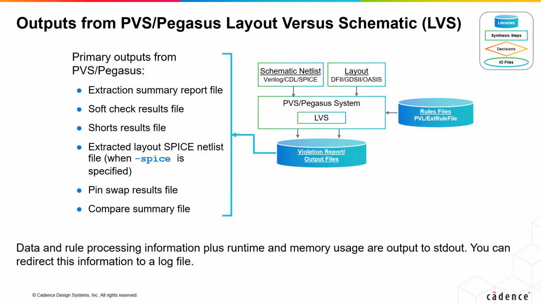You can also provide Verilog and CDL files as inputs directly via the LVS run submission form or in the rule file. The PVS or Pegasus tool generates several outputs, including an extraction summary report file, soft check results file, shorts results file, extracted layout SPICE netlist file, when SPICE is specified, and pin swap results file. Soft checks and short results files are generated only if corresponding violations are found in the design. Additionally, a compare summary file is also created. These also provide information on data, rule processing, runtime, and memory usage displayed on the standard output. If required, you can redirect this information to a log file.